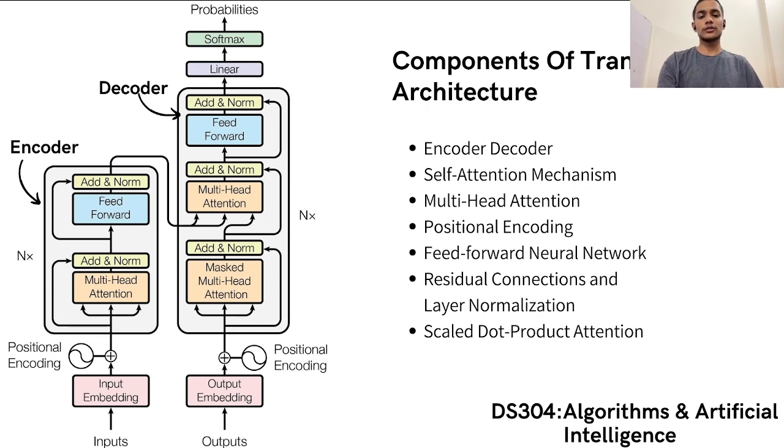Now the decoder part. The decoder also consists of similar layers to the encoder, but has a main difference in masked multi-head attention. Unlike the encoder's multi-head attention, the decoder's masked multi-head attention ensures that during the generation of each word of the output sequence, the model attends only to the words that have been previously generated. This prevents information leakage from future words and maintains the causal nature of the decoding process.